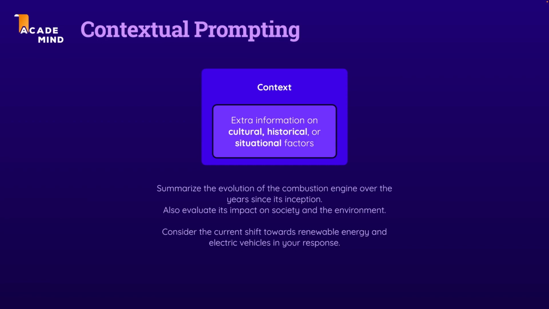Here, I want ChatGPT to generate a summary of the evolution of the combustion engine over the years since its inception, but I also specifically want ChatGPT to take the current shift towards renewable energy and electric vehicles into account. And that's the part where I do provide some extra historical and situational context, because otherwise ChatGPT might focus on the history of the combustion engine without taking the current changes that are taking place into account. And with that extra paragraph added here, that's hopefully different.